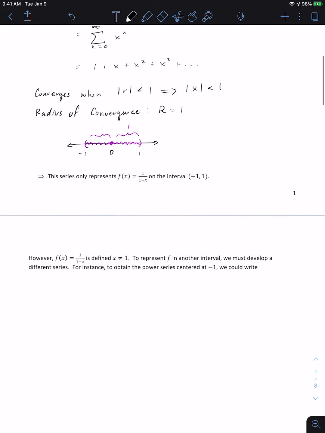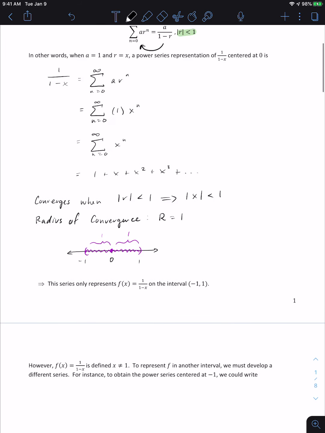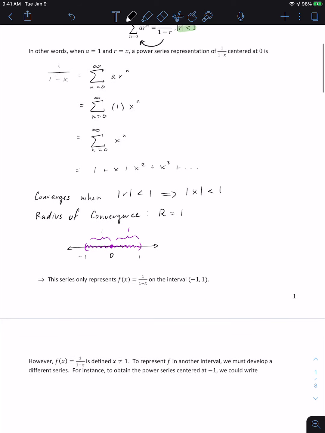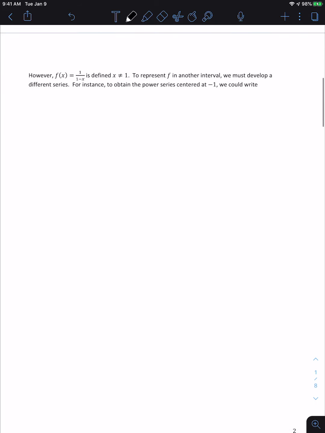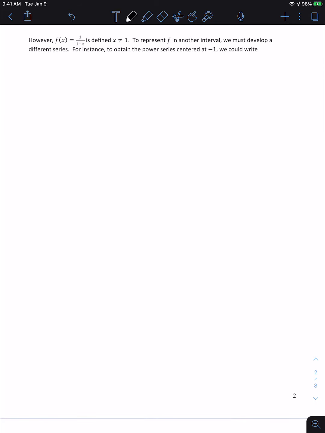Again, one thing to notice here is that this is on the open interval from negative 1 to 1. What happens when x equals 1? It's not included in this interval because of the open part, but what happens when x is equal to 1? Well, f of x, which is 1 over 1 minus x, is not defined. So to represent f on another interval, we have to develop a different series.